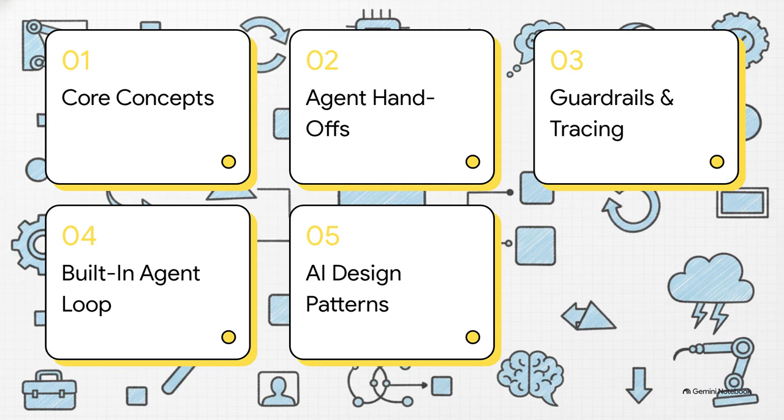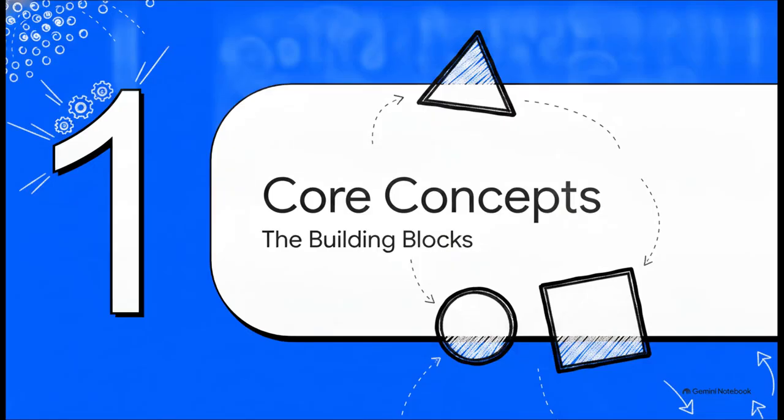So here's our quick roadmap for today's explainer. We're going to cover core concepts, agent handoffs, guardrails and tracing, the built-in agent loop, and finally, AI design patterns. All right, starting off with Section 1, core concepts and simplifying the agent architecture.